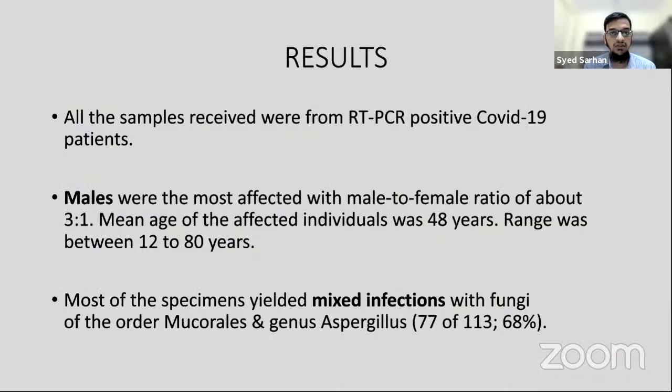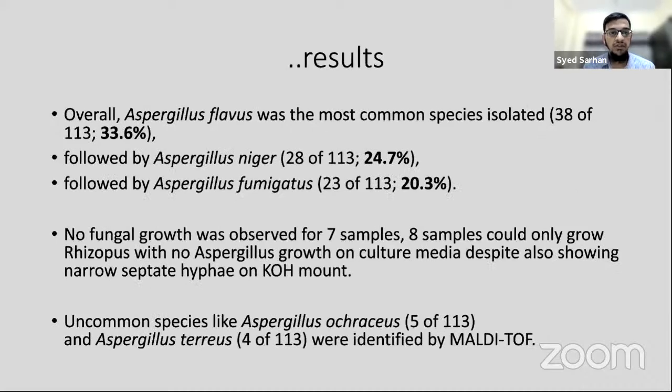Results: all the samples received were from RT-PCR positive COVID patients. Males were the most commonly affected, with a male to female ratio of 3:1, and mean age was 48 years, range was 12 to 80 years. Most of the specimens yielded mixed infections with fungus of the order Mucorales and genus Aspergillus, that is 68%. Overall flavus was the most common, 33%, followed by niger 24%, followed by fumigatus 20%. No fungal growth was observed in 7 samples.